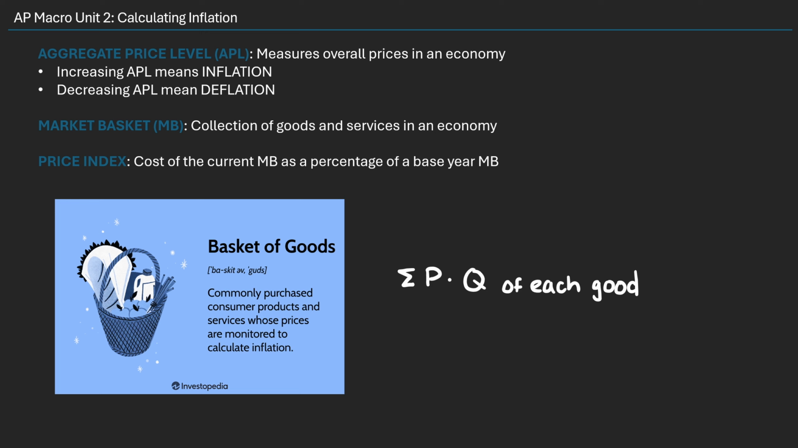Aggregate price level measures overall prices in an economy. An increasing APL means inflation, while decreasing APL means deflation. A market basket is a collection of goods and services in an economy, and a price index is the cost of the current market basket as a percentage of a base year or last year's market basket. And calculating the price of a market basket is just the price times the quantity of each good.